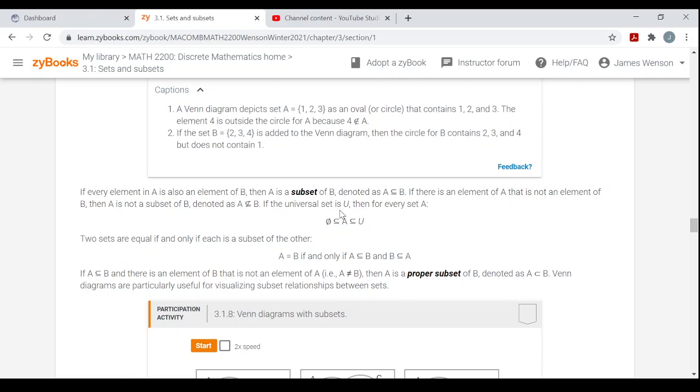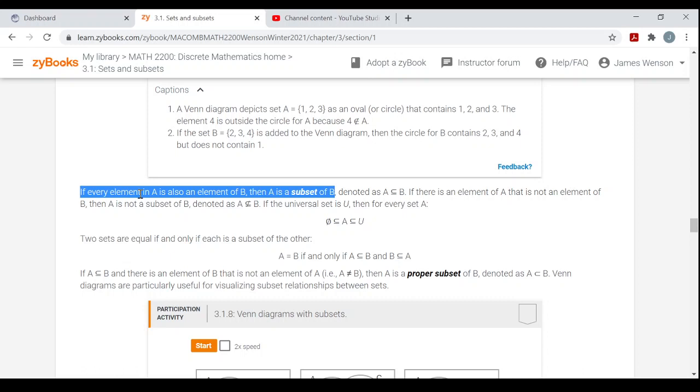Right. If the universal set is denoted by U, then for every set A, the empty set is a subset of A. This is huge right here. Know this: the empty set is a subset of any set. Technically, vacuously, because remember, this is an if-then statement.